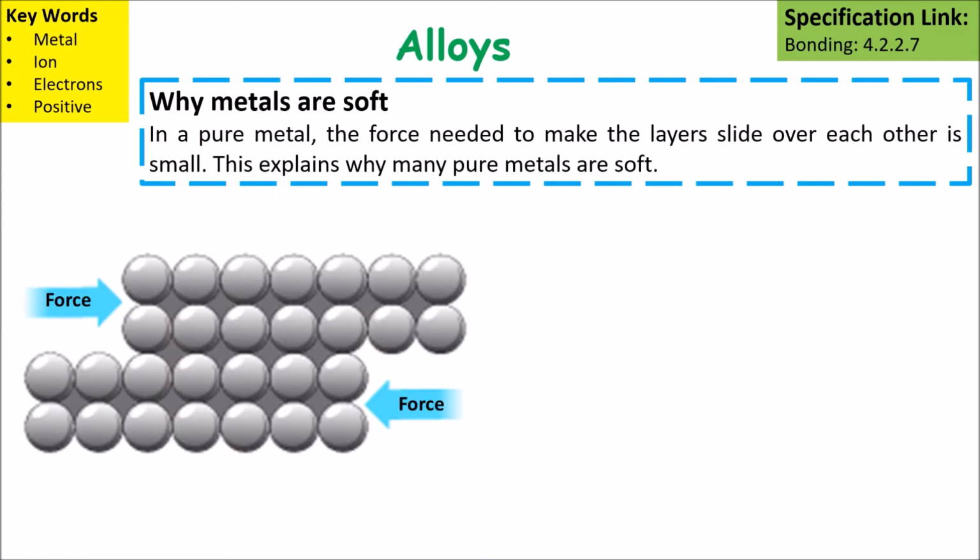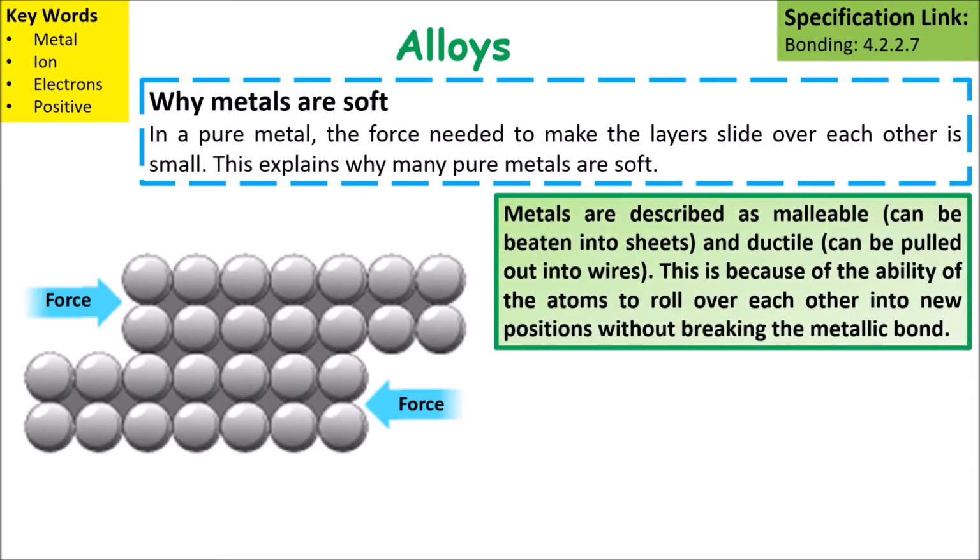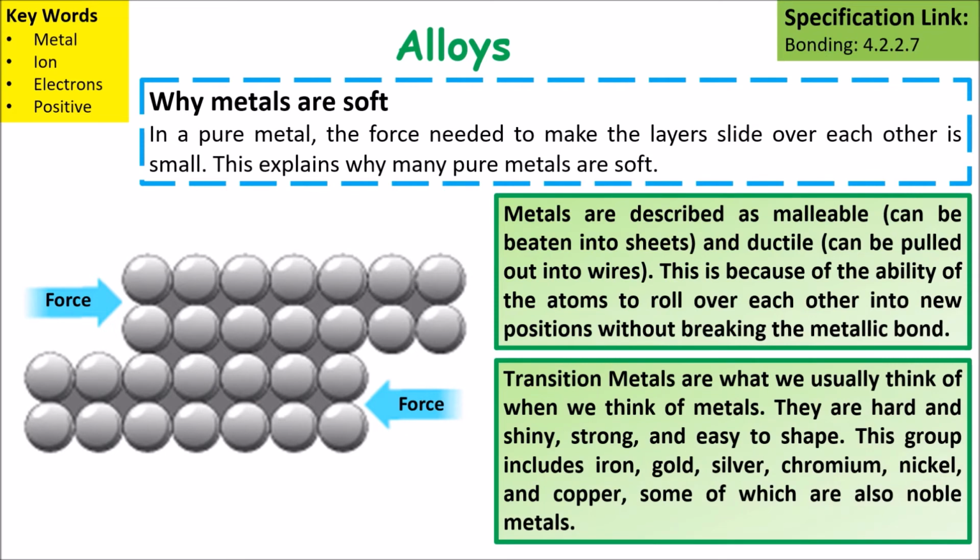Pure metals can be referred to as soft. In a pure metal, the force needed to make the layers slide over each other is relatively small. So metals are described as malleable. This is because of the ability of the atoms to roll over each other into new positions without breaking the metallic bond. Transition metals are what we usually think of when we think of metals.